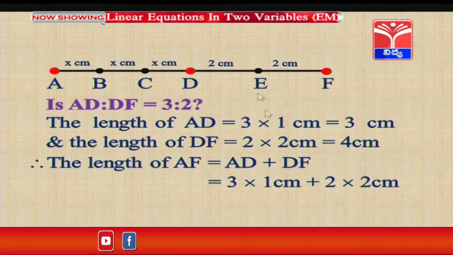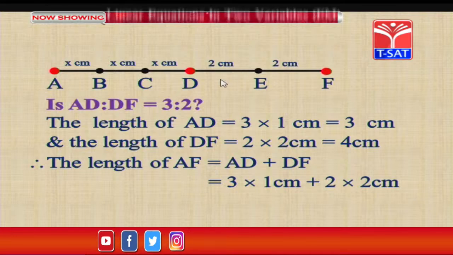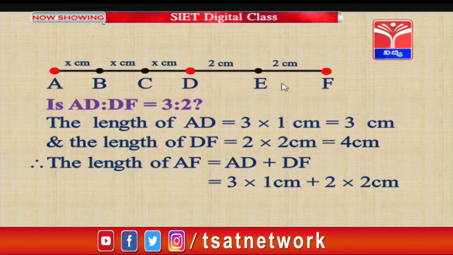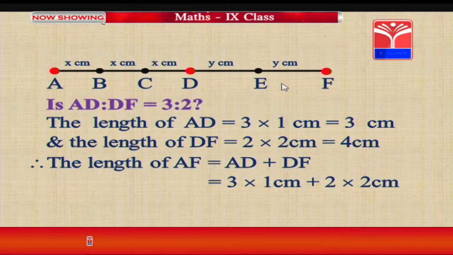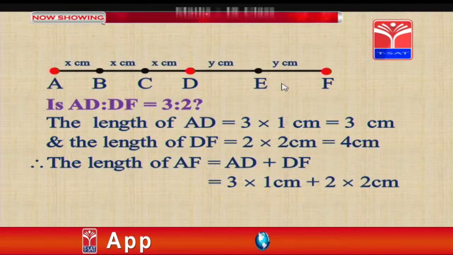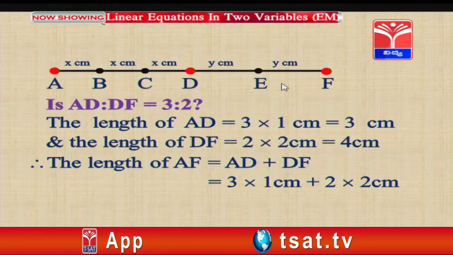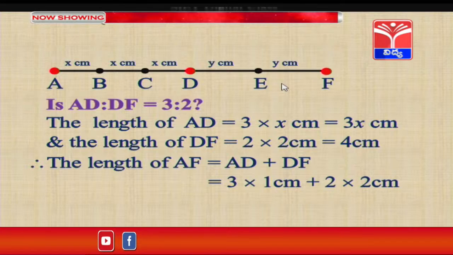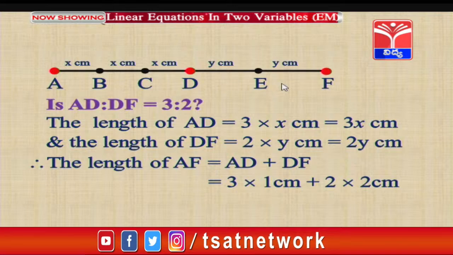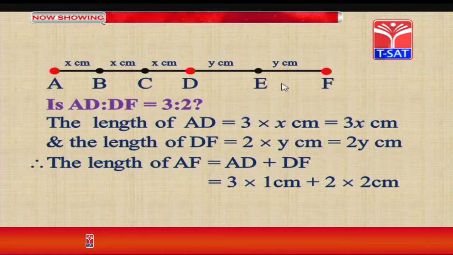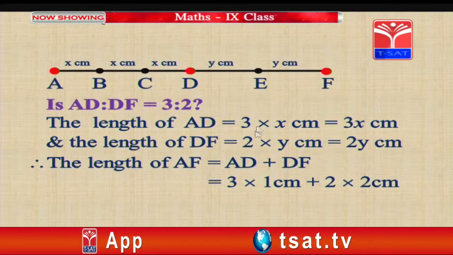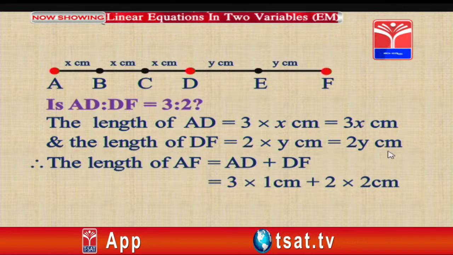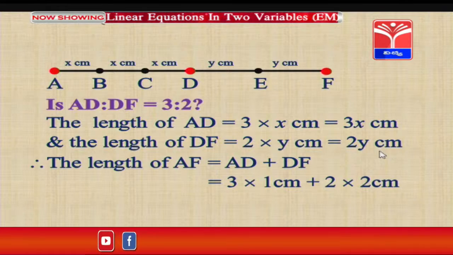Here also it changes. Now, let us come to the second part here, D and EF. If I say they are y centimeters and y centimeters, now what changes occur? Now, the length of AD is equal to 3 into x centimeters or 3x centimeters. Now, the length of DF is 2 into y, because the distance between D and EF is equal to how much? y. That is the reason it becomes 2y. Are you able to follow me? So, 2 into y becomes 2y centimeters.